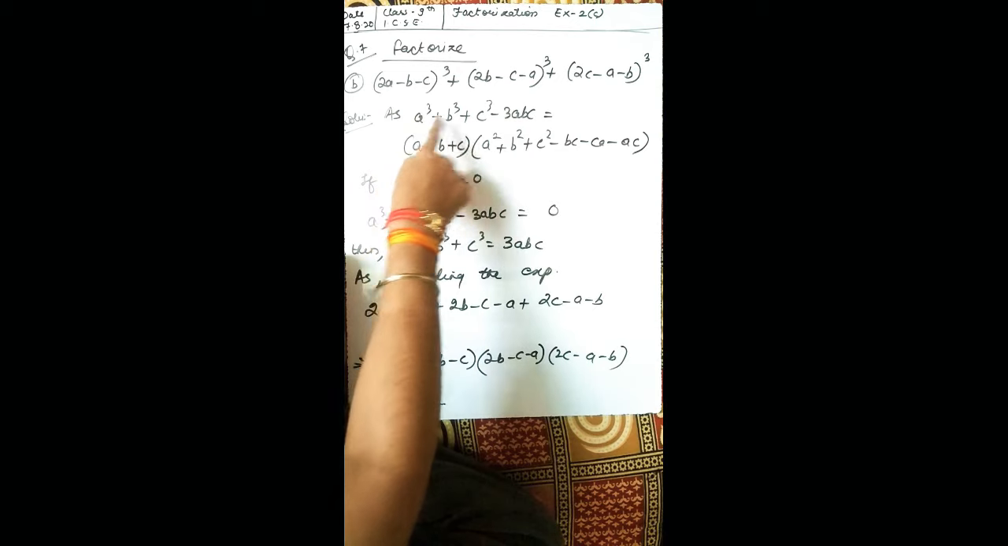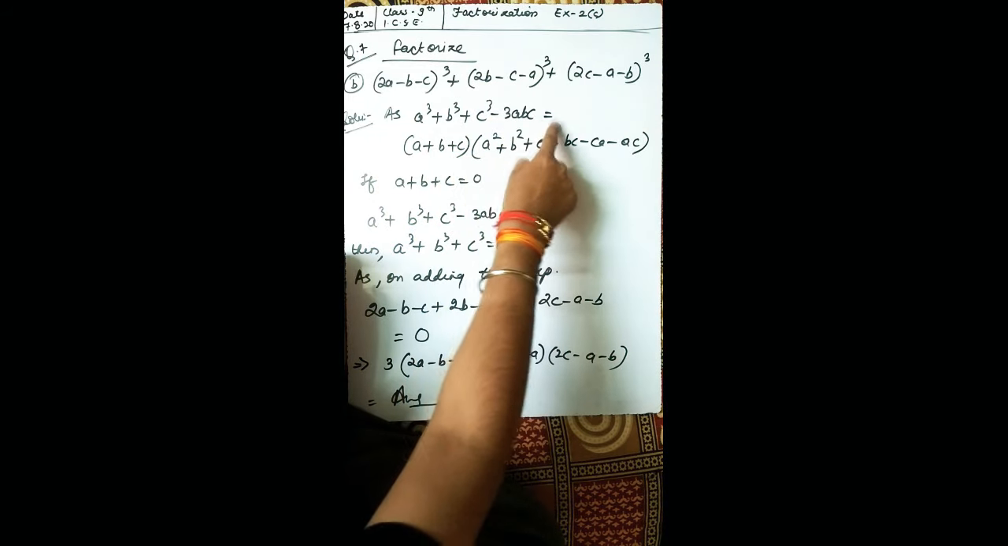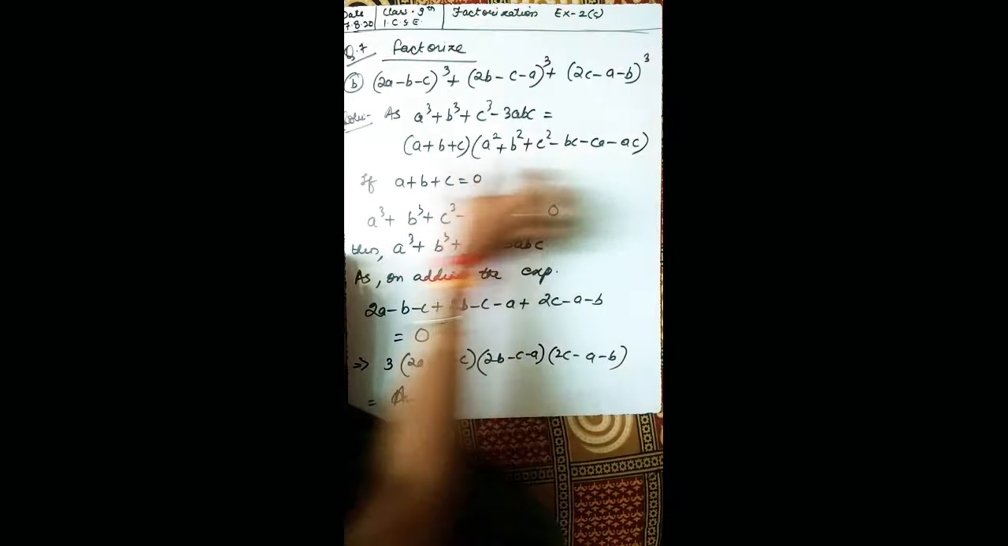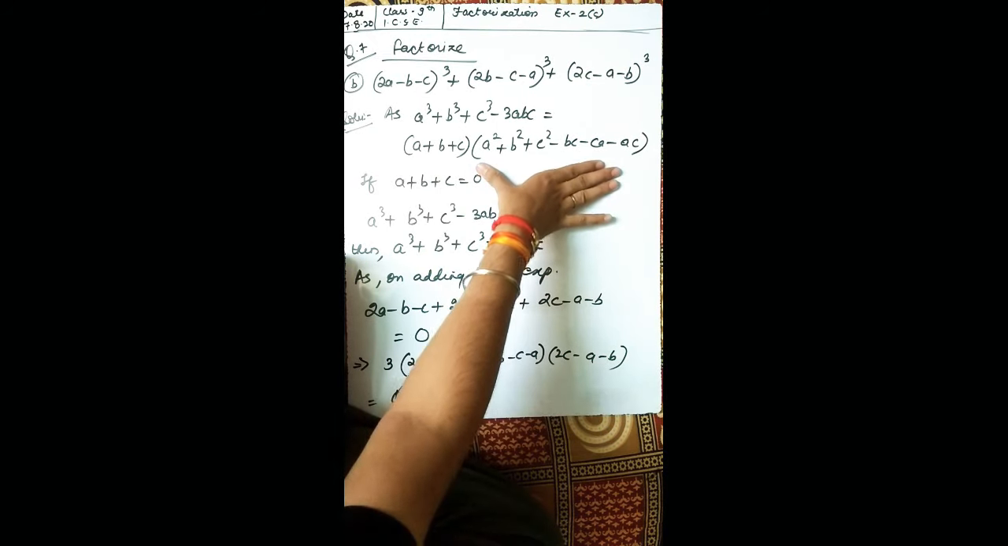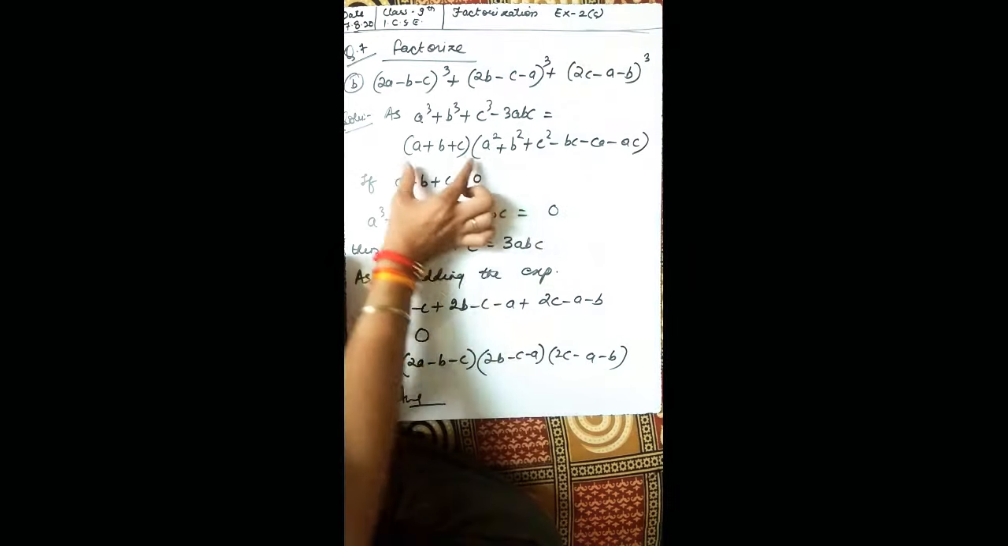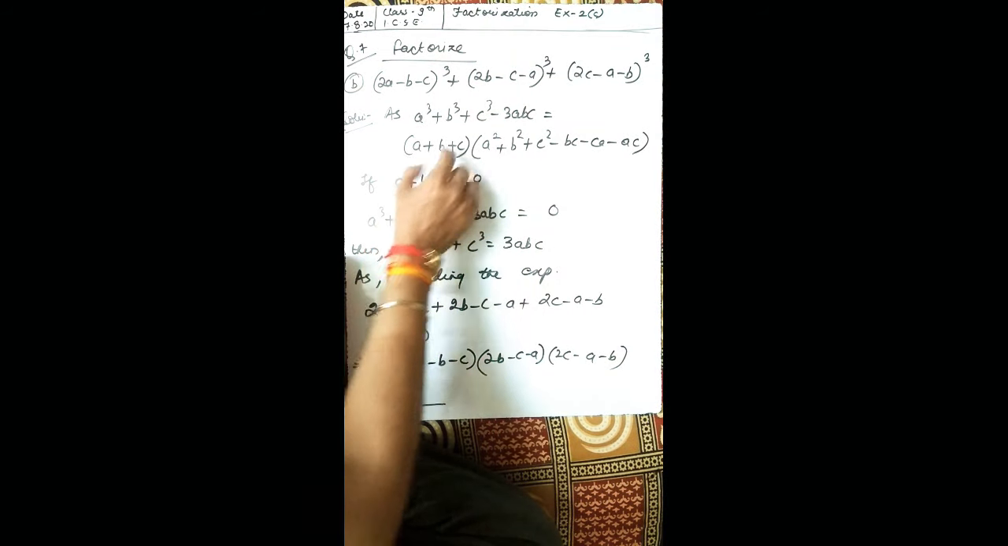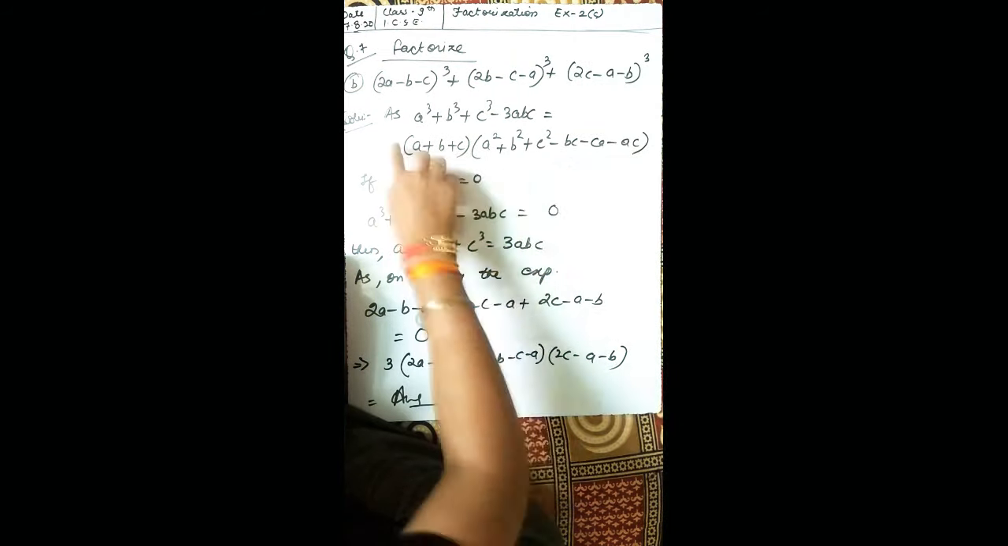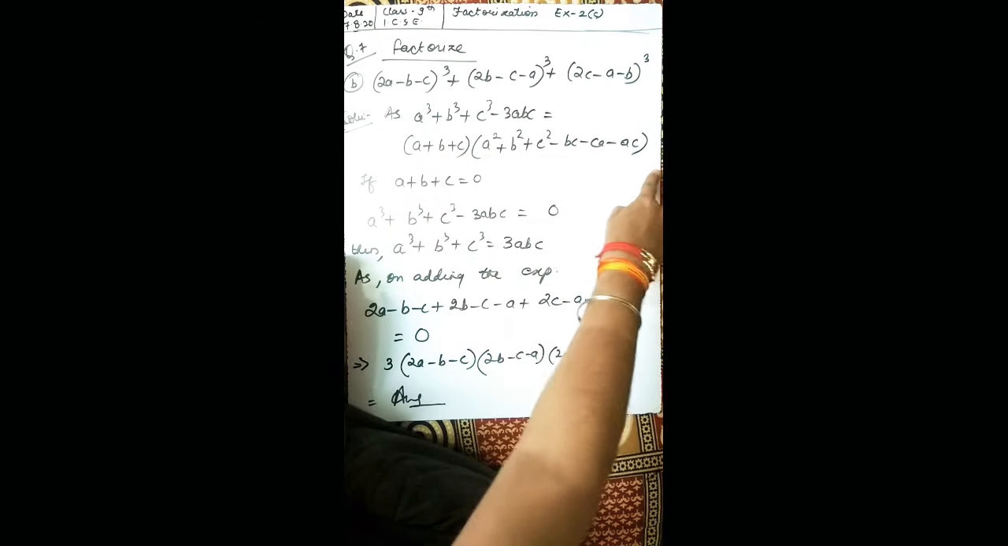As we know, a cube plus b cube plus c cube minus 3abc is equal to this expression, (a plus b plus c) and this bracket. Now if your a plus b plus c becomes 0, that means this bracket becomes 0, then this will be 0 into this full bracket, and this whole term, that means your RHS will become what?